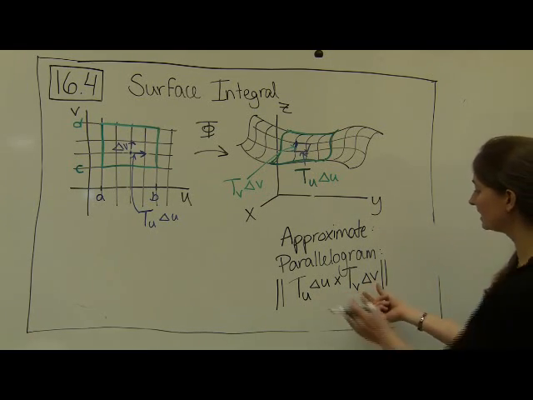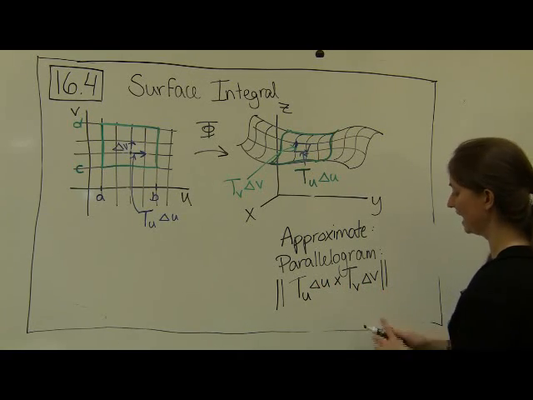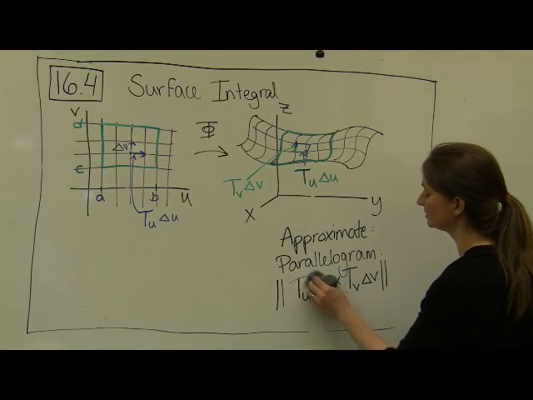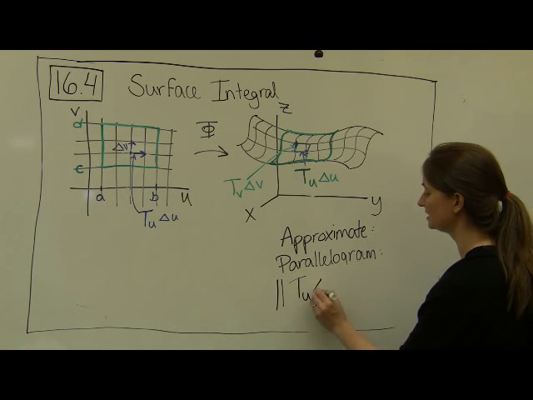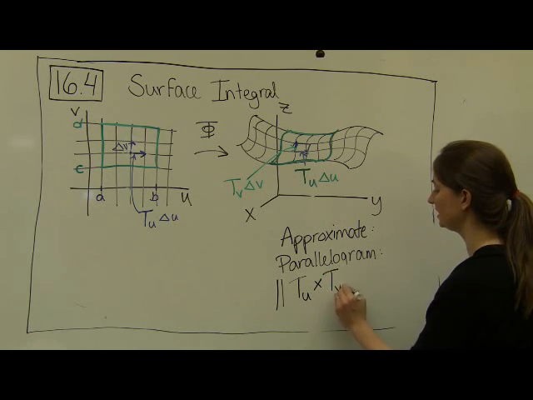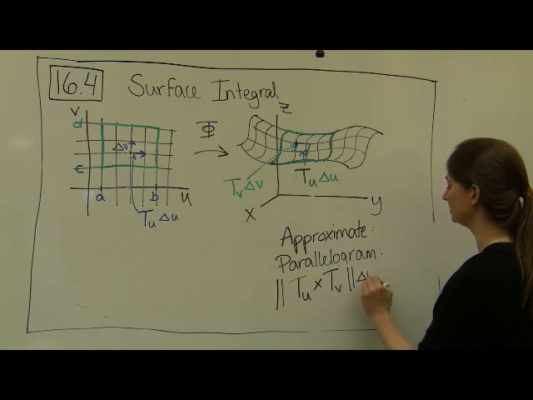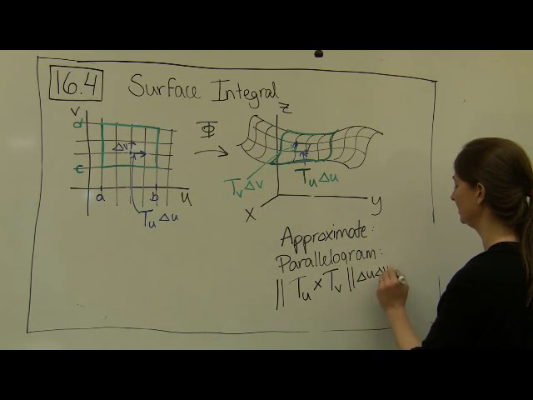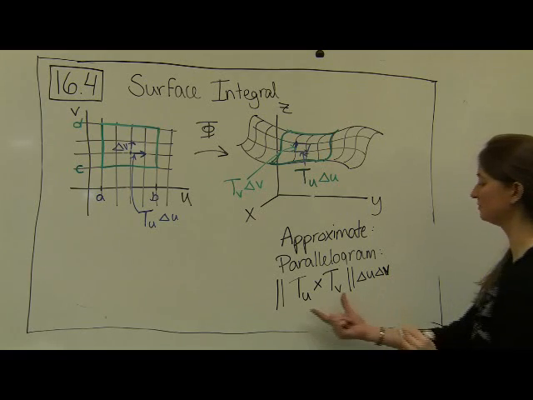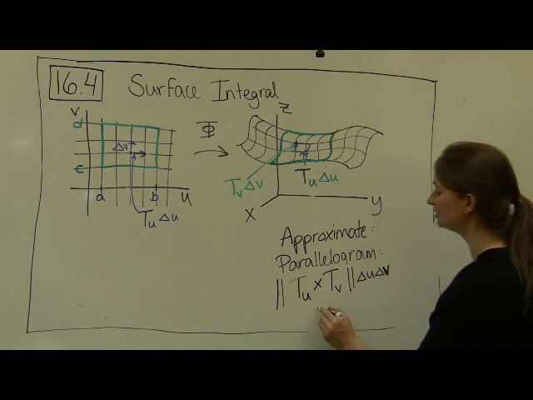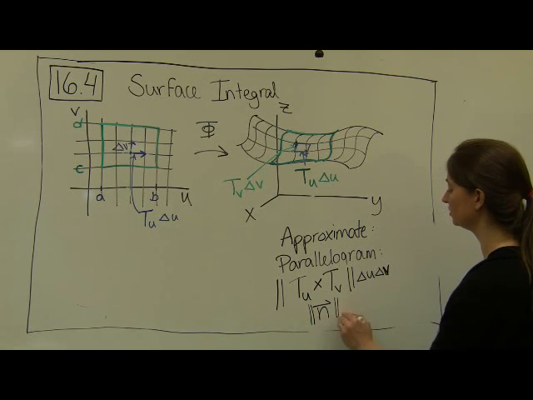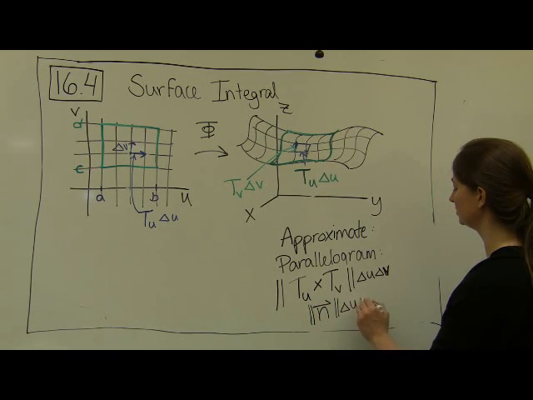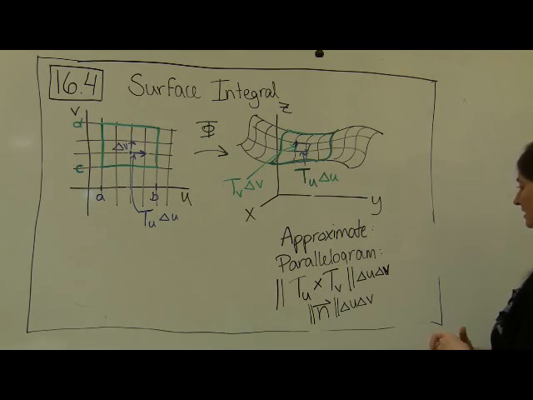And so one thing is that these delta U's and delta V's, I can actually factor out, they're just scalars. And if I wanted to re-represent this, I could represent this as T sub U crossed with T sub V, all times delta U delta V. But we have a name for this. T sub U crossed with T sub V, that's just our normal vector that we've defined previously. So this is going to be the magnitude of the normal vector times delta U delta V.